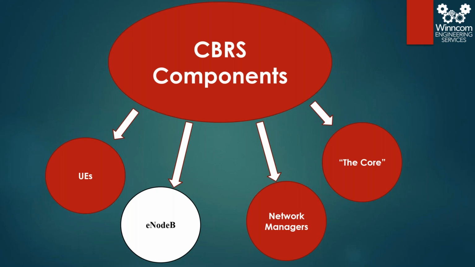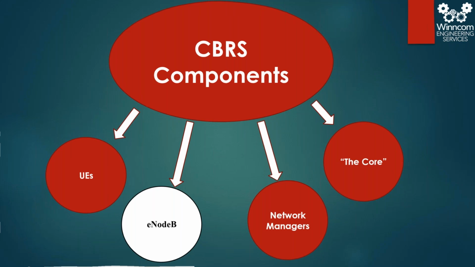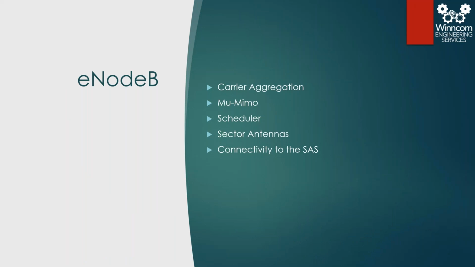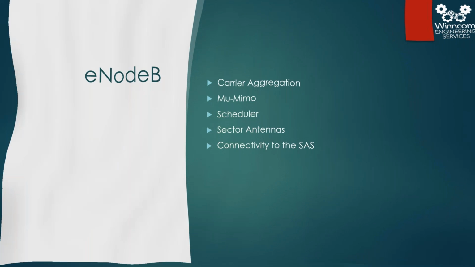So now we'll look at the eNode Bs. The eNode B is the base station. It will be, for the most part, at your tower. We will look at carrier aggregation, what it means, how it is used in the eNode B. We will go into detail on MU-MIMO, the scheduler, sector antennas, and last, same thing, connectivity to the SAS. So let's go ahead and start off with our carrier aggregation and the eNode B.